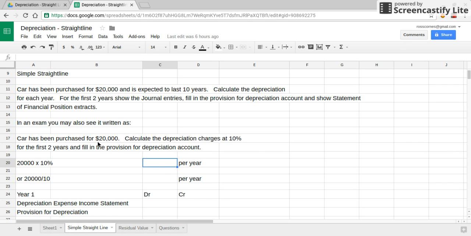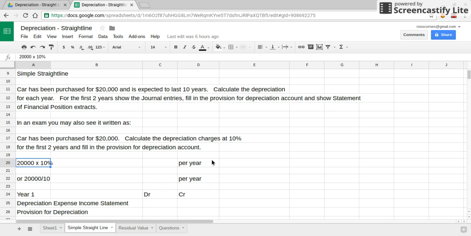Well, the first type of depreciation then that we're going to look at, straight line, and here we've purchased a car for 20,000 and the company has a plan, and the plan is they are going to depreciate that asset by 10% per year. It may also be written in an exam question it's going to be depreciated over 10 years, okay, and we'll look at how we do it either way.